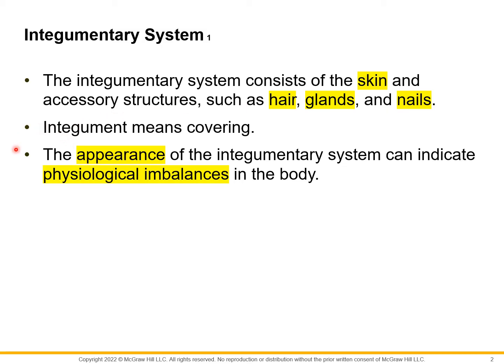All right, so the appearance of the integumentary system can also indicate physiological imbalances in the body. We'll learn more about that later. Pero basically, ang sinasabi po dito is that depending on the things na kaya nating i-observe sa skin ng pasyente, this may give us an idea on what is going on or what is wrong within the body. Alright? So may mga nangyayari daw sa loob ng katawan ng isang tao na pwedeng ma-observe natin or mabigyan tayo ng clue if we look into their skin.